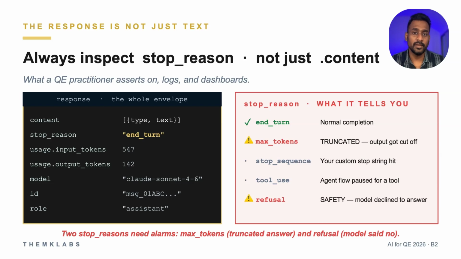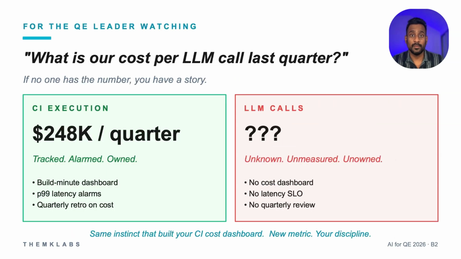But here's the takeaway. If you only ever check dot content and ignore stop reason, you will ship truncated answers and silent refusals straight to production. Please don't do that. Two stop reasons deserve alarms, max tokens and refusals. Wire them up. I hope this really makes sense, because when you do an LLM call, it's just an object that comes back with all these parameters as key value pairs, but all of them have a real meaning. If you want to test, you need to understand what happens.